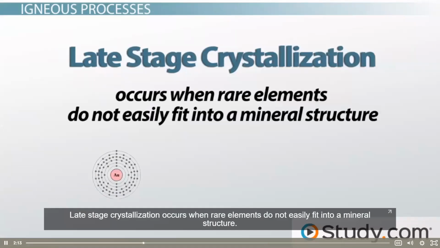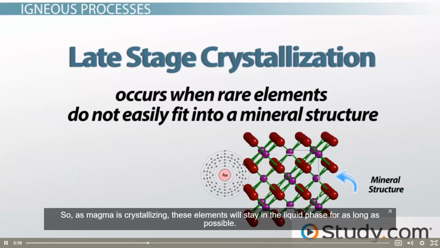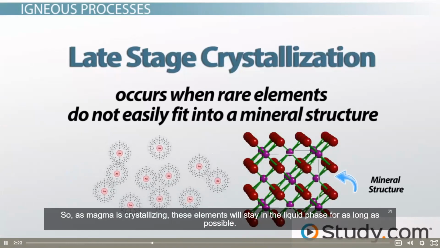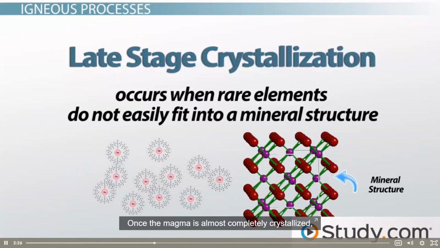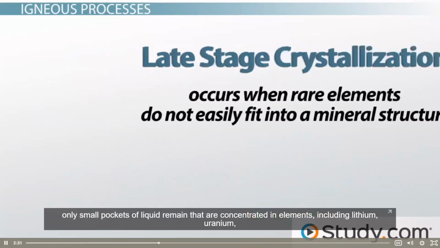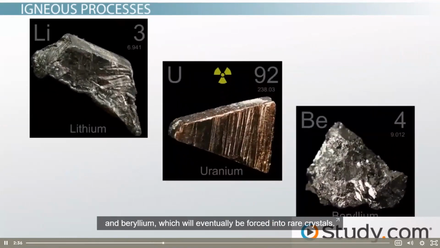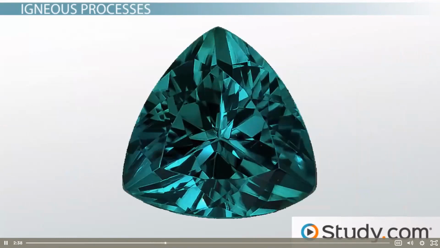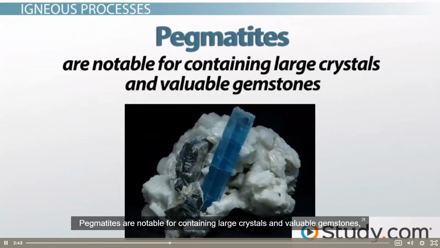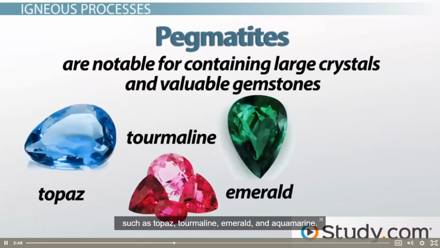Late-stage crystallization occurs when rare elements do not easily fit into a mineral structure. So as magma is crystallizing, these elements will stay in the liquid phase for as long as possible. Once the magma is almost completely crystallized, only small pockets of liquid remain that are concentrated in elements including lithium, uranium, and beryllium, which will eventually be forced into rare crystals. These deposits are called pegmatites. Pegmatites are notable for containing large crystals and valuable gemstones such as topaz, tourmaline, emerald, and aquamarine.